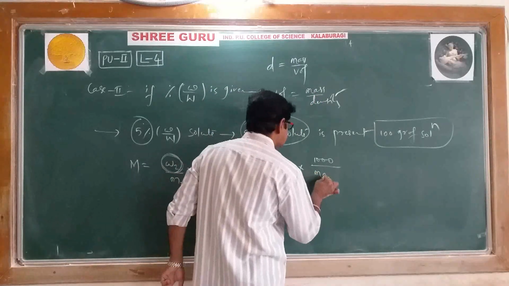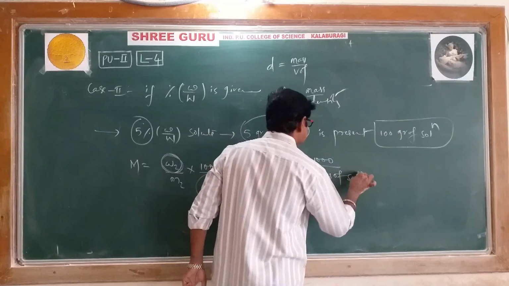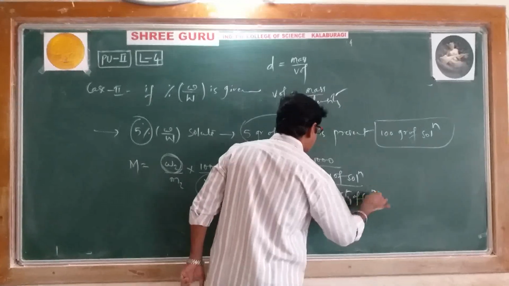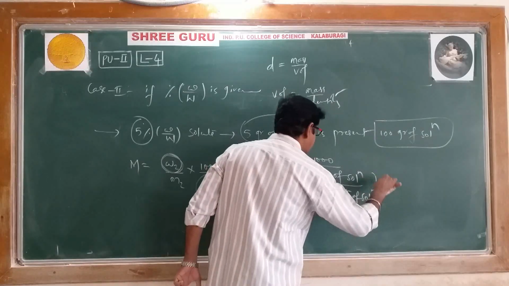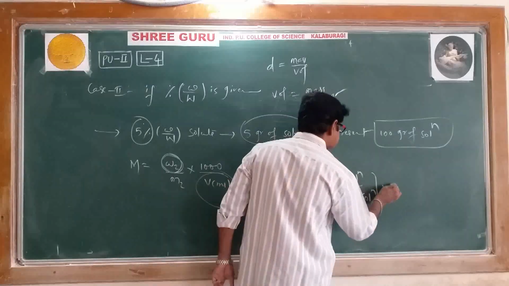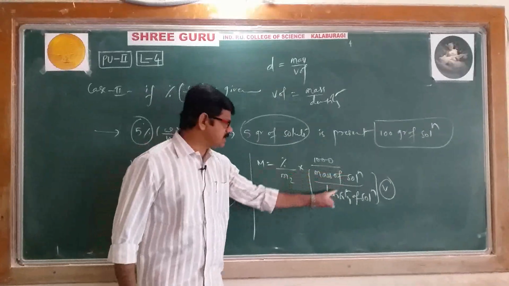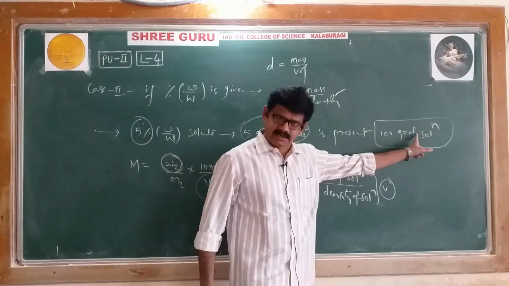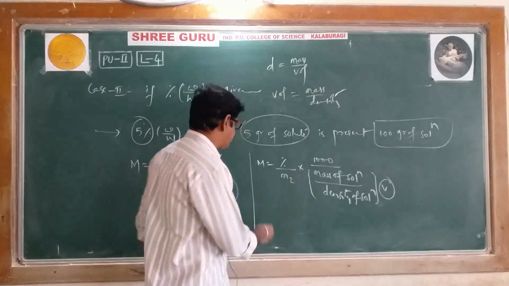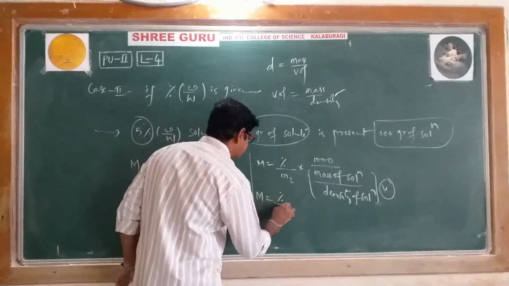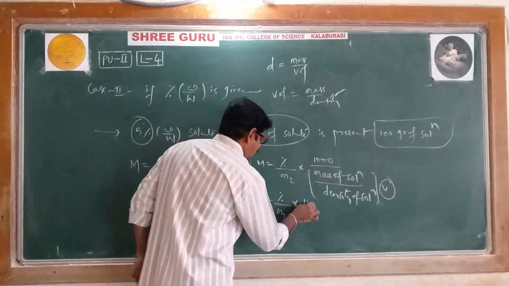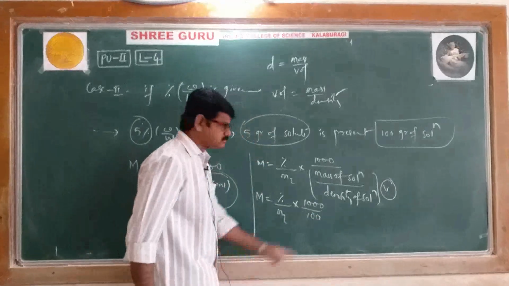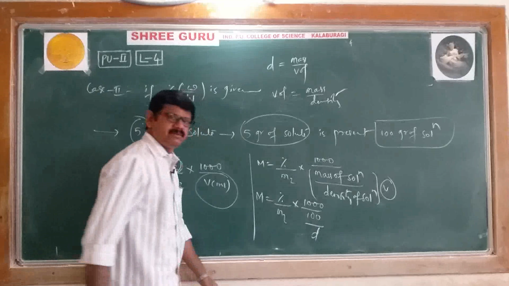Mass means mass of solution, divided by density of solution. Remember, both are solution terms only. This is actually a volume term. Mass of solution divided by density of solution, and mass of solution is already available: 100 grams. We can substitute here. Therefore, molarity equals percentage divided by molar mass into 1000 divided by 100, divided by density.